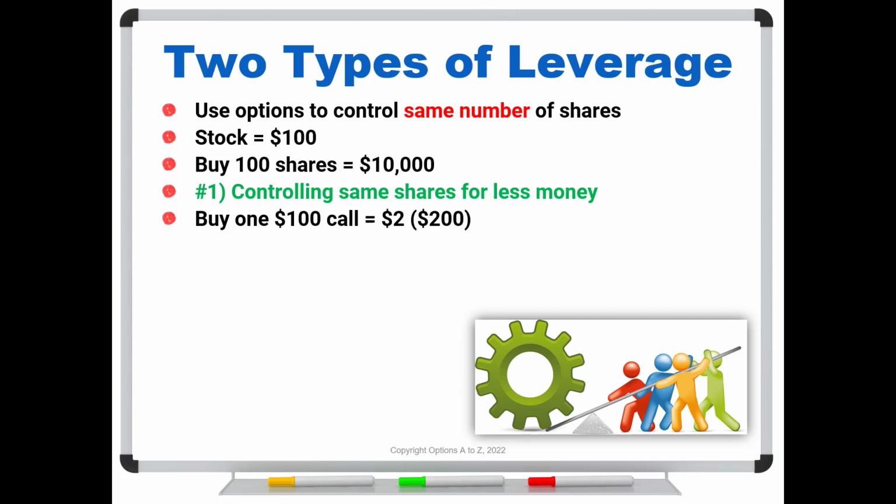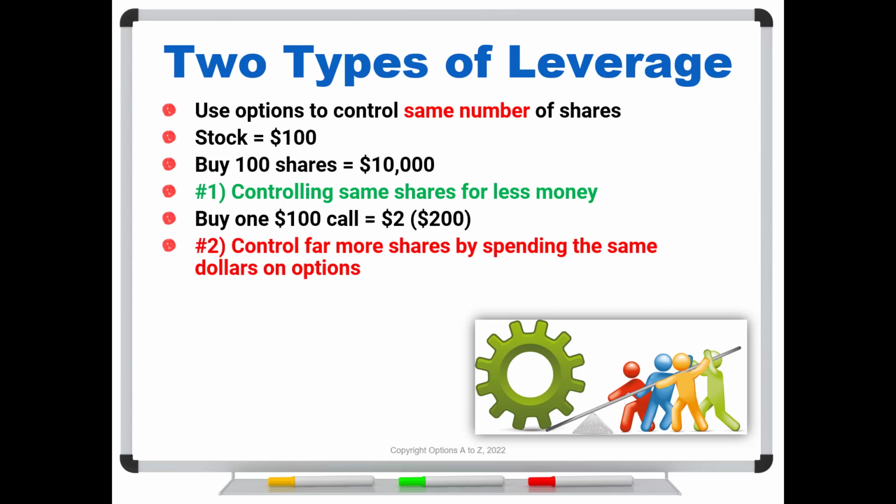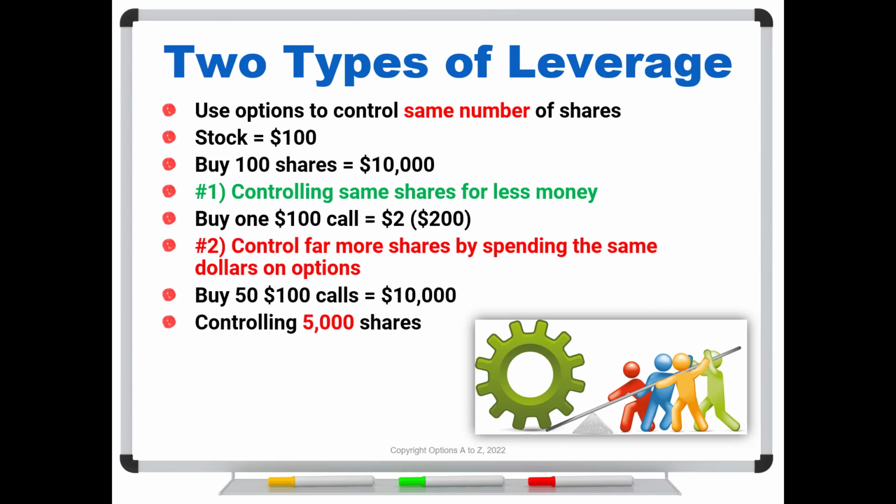What's the second type of leverage? This is the dangerous one. This is where traders can control far more shares by spending the same dollars on the options. So if we have $10,000 that we're willing to put into stock, some traders will say, I'm not going to put it into stock, I'm going to buy 50 of these $100 calls, and I'm still spending $10,000. And so in their mind, they're thinking, hey, 10,000 bucks is 10,000 bucks. Well, the problem is with the options, if you put 10,000 bucks into that, you are controlling 5,000 shares of stock. And if you're not used to trading lots that size, it can cause really big problems.